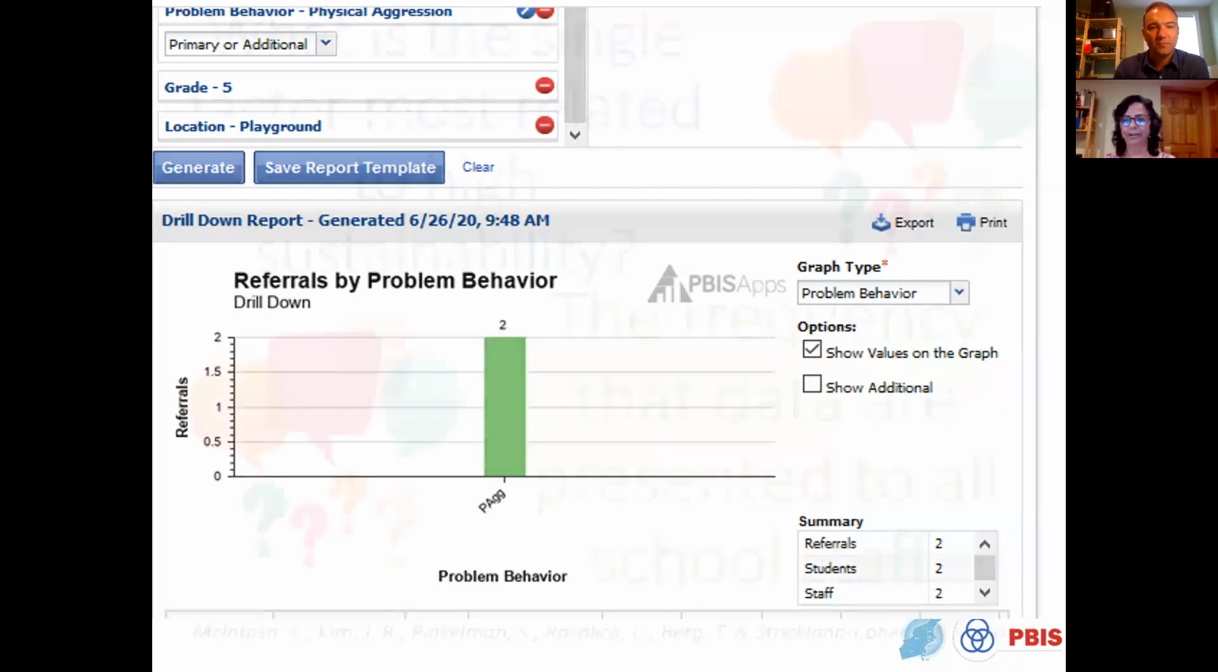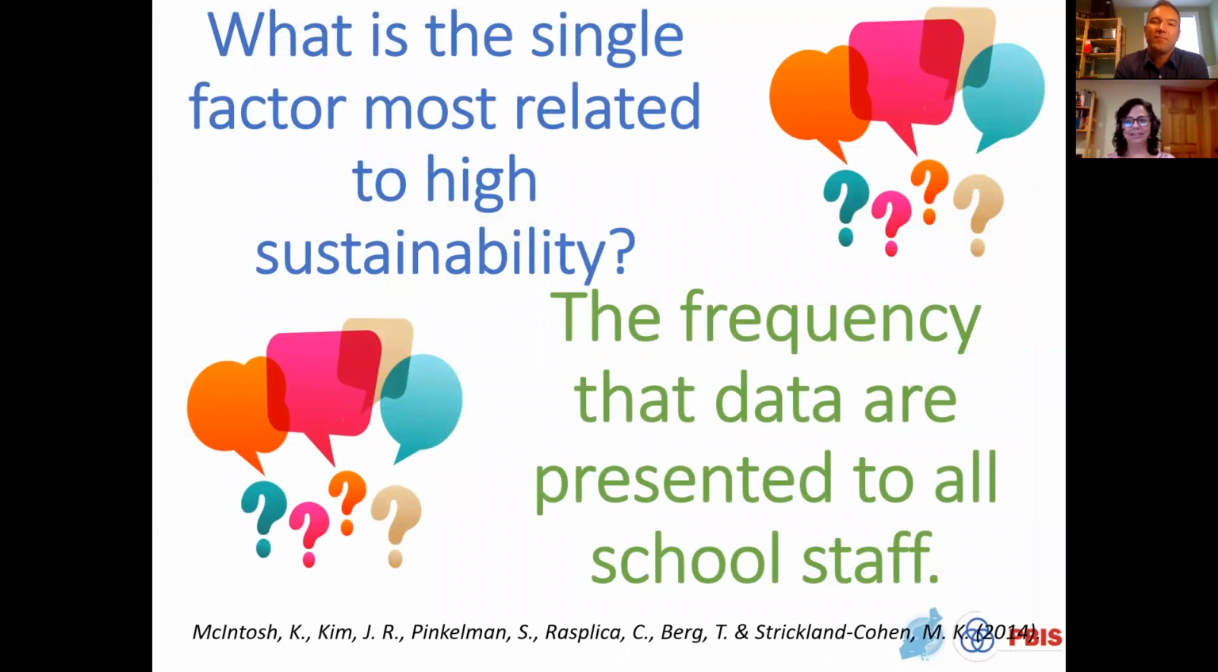Great. I agree. And I know monthly may seem like a lot, but remember, the factor most related to sustainability of PBIS is the frequency with which data are presented to the whole staff. So it's really important, right? We should review our data monthly, make plans to share out our data with the school community as frequently as is feasible. Remember, you can share your data using bulletin boards, emails, newsletters, as well as the faculty meeting. They all count as avenues of sharing.